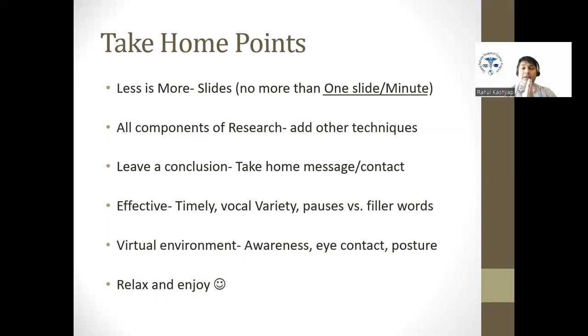And ultimately, remember to relax and enjoy, because you feel much better once you're done with the presentation. So try to enjoy the process, try to practice, enjoy that process, and then just give your presentation as well.